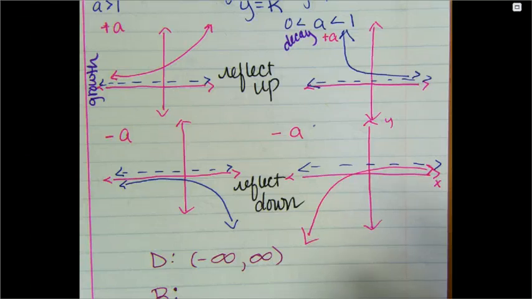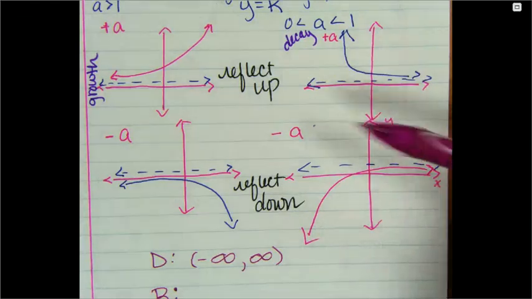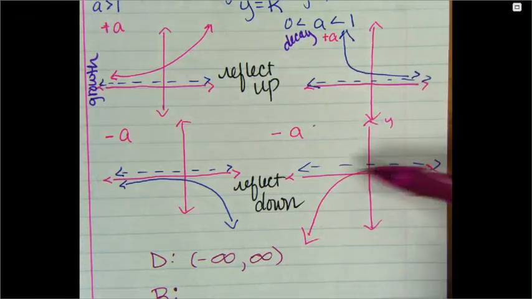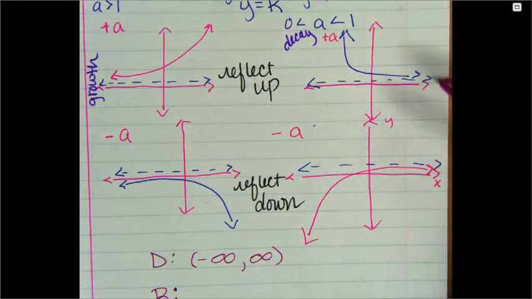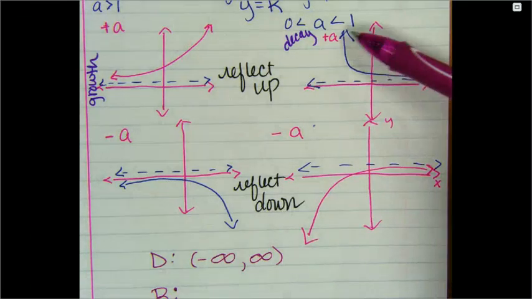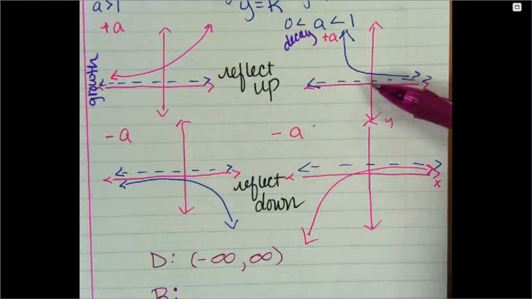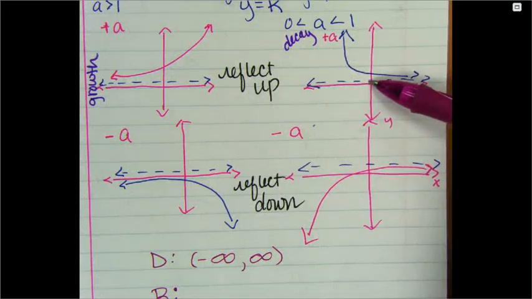Why no? What's this thing here? The asymptote. Are you allowed to cross the asymptote? Are you even allowed to touch it? No, it gets really close to it, but it doesn't touch it. So therefore, this has to do with my range, okay?